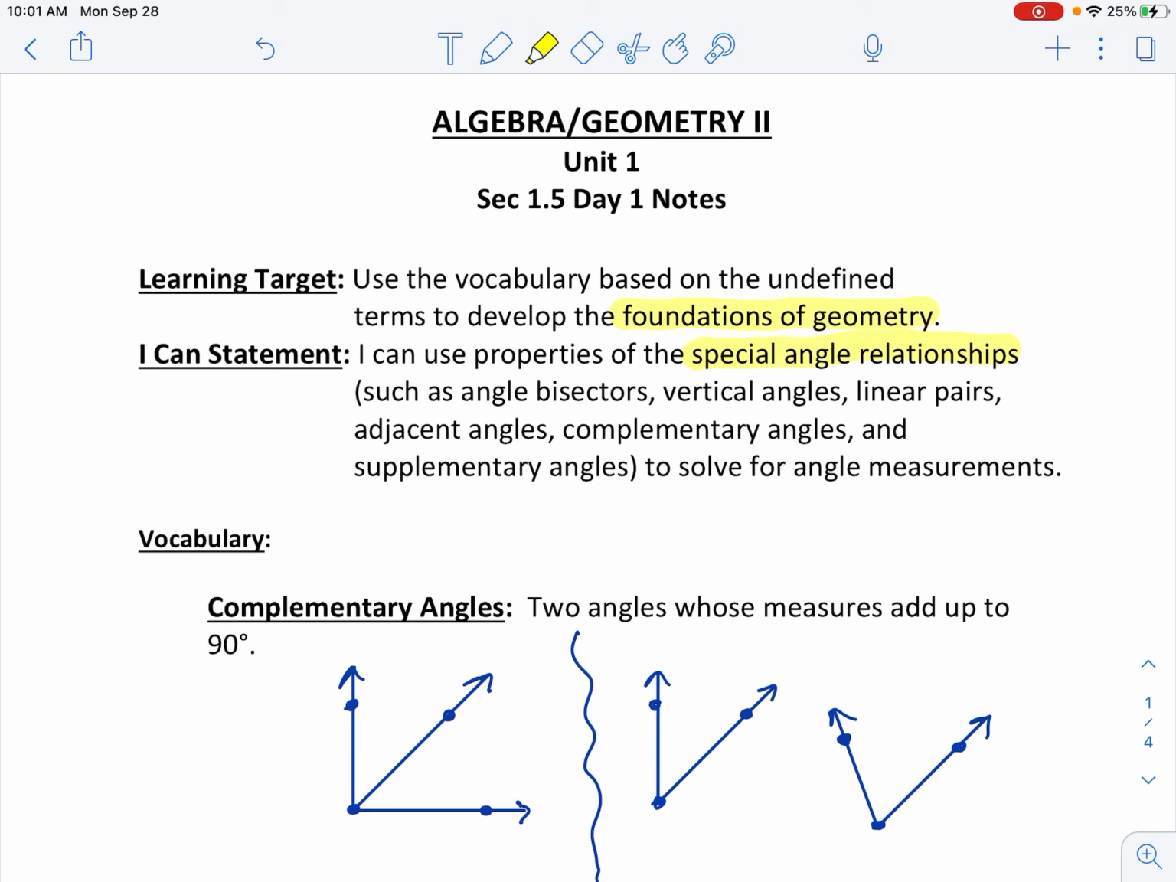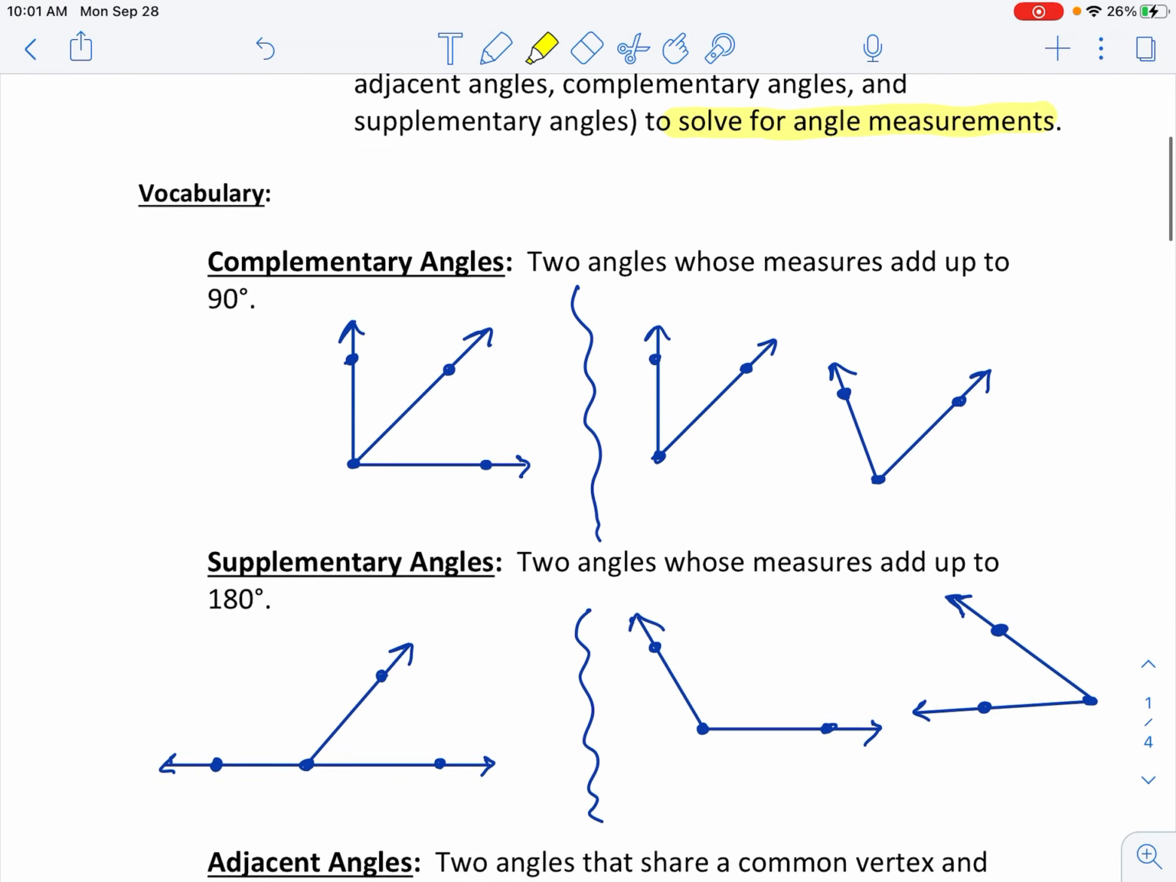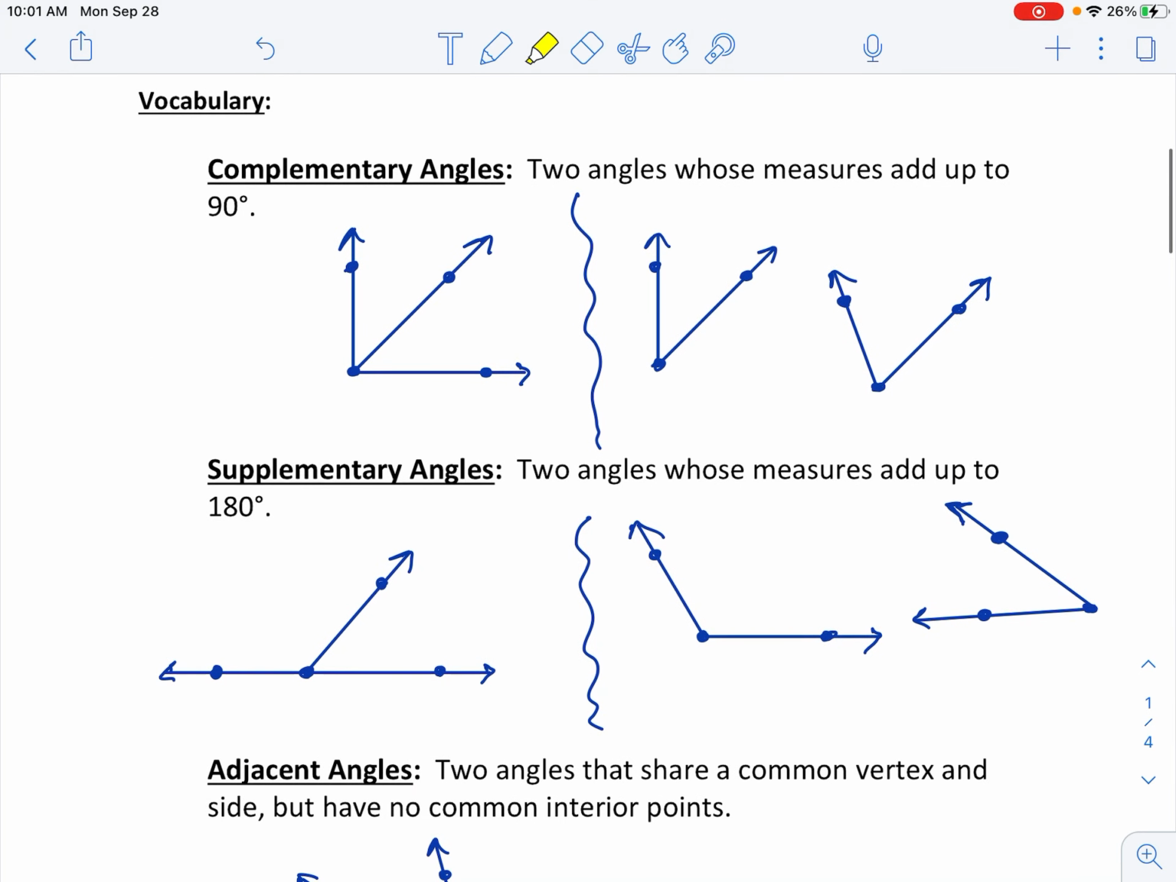So you're going to see a variety of angle pairs, and sometimes they're going to talk about their measures, sometimes they're going to talk about their placement in relation to each other. And in all things, we're going to use what we know about this to solve for angle measurements and some other identifying problems in this unit. So there's not much else to say other than let's start talking about these angle pairs.